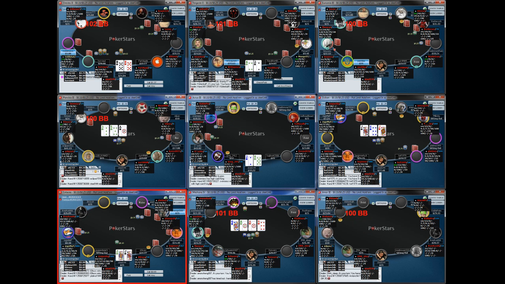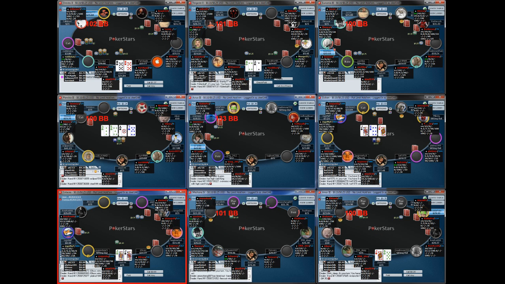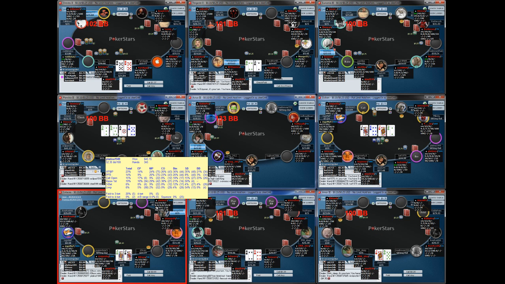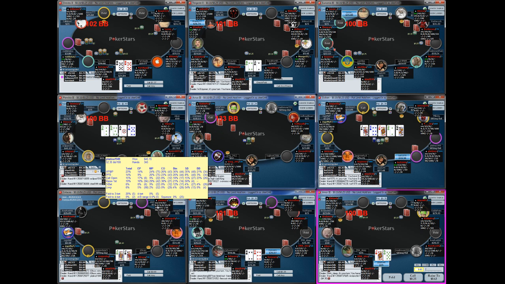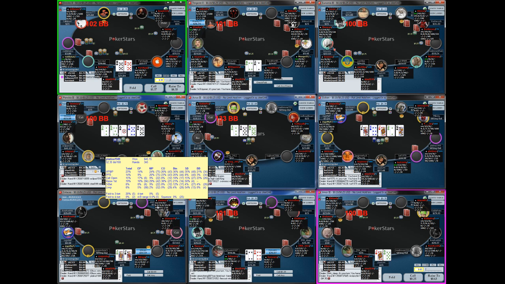And at the same time here, this opponent has an overall 3-bet of 6.4%, and we can see what positions he's 3-betting from as well. So he's 3-betting quite wide from middle position.